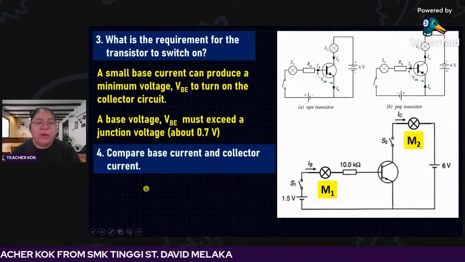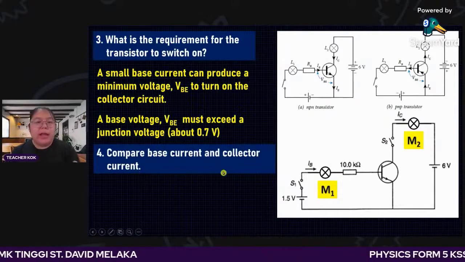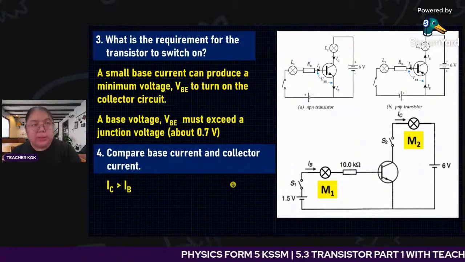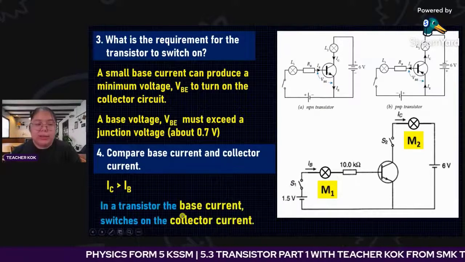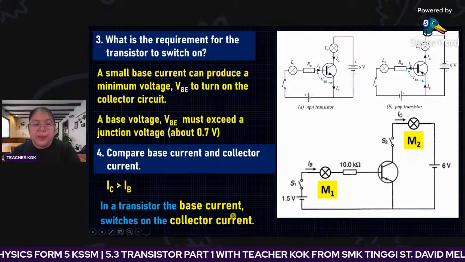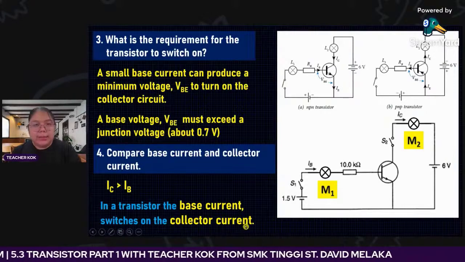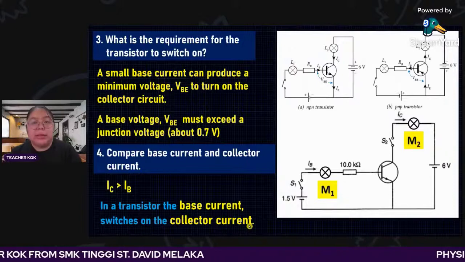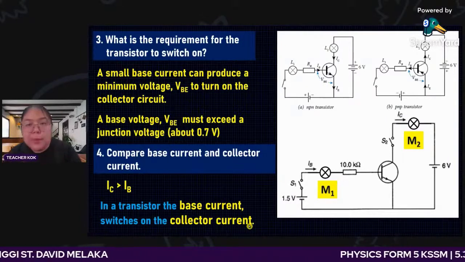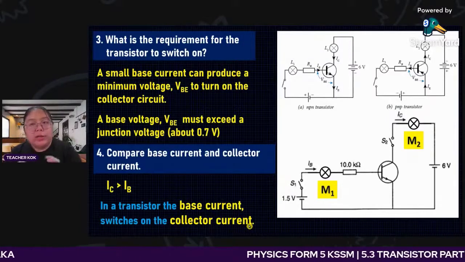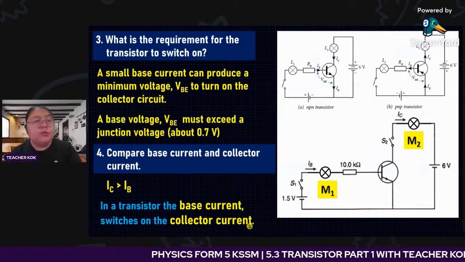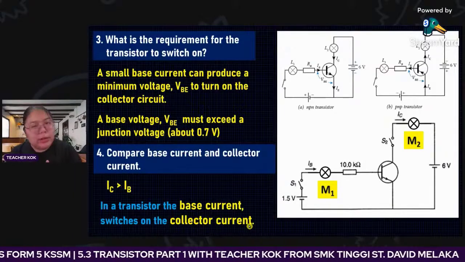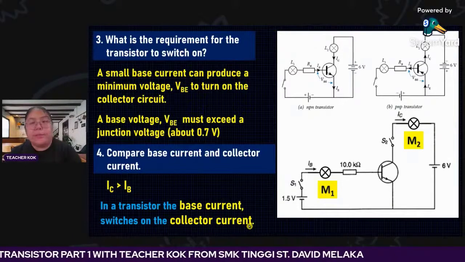So from here, number 4, can you compare the base current and the collector current? Sure, the collector current is more than the base current. Another one is, in a transistor, the base current switches on the collector current. So what is important is the base. Although the base current is very small, never mind, what is important is that it switches on. When I just switch it on, I can pass through the transistor, then the collector circuit can produce a bigger current. So the important part is the base.